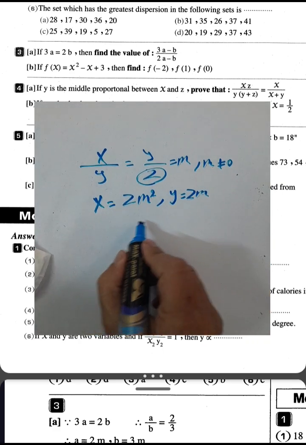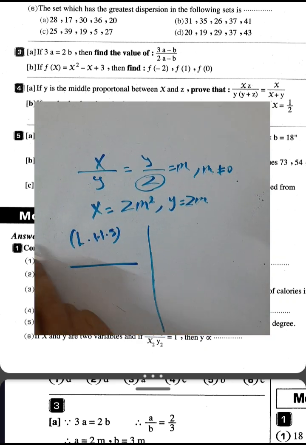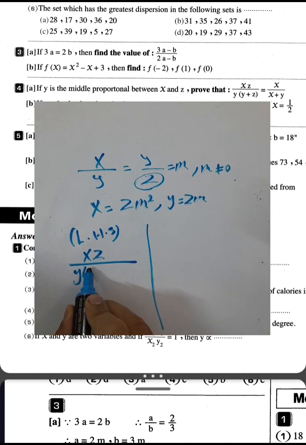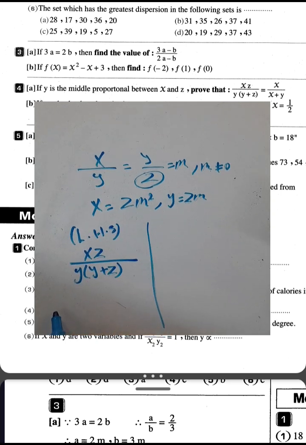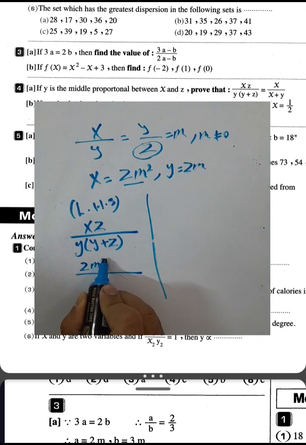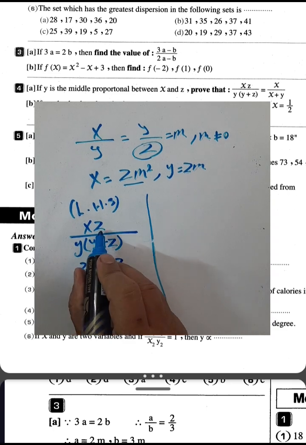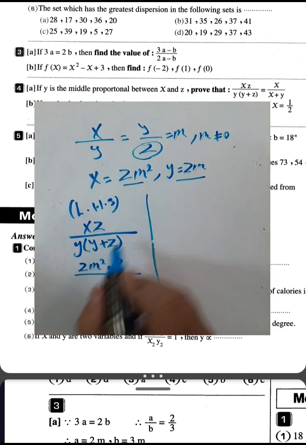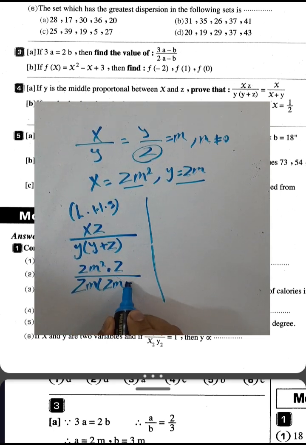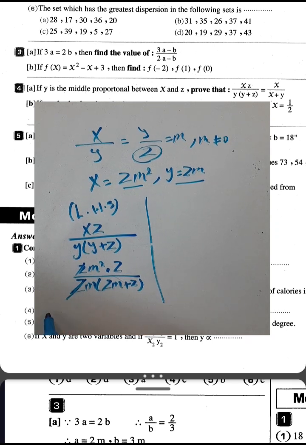Look at the left hand side here. We have x times z over y times (y plus z). Put x equals zm power 2, and z times z, and y equals zm, plus z, z times z. We can cancel z by z, and m power 2 by m.